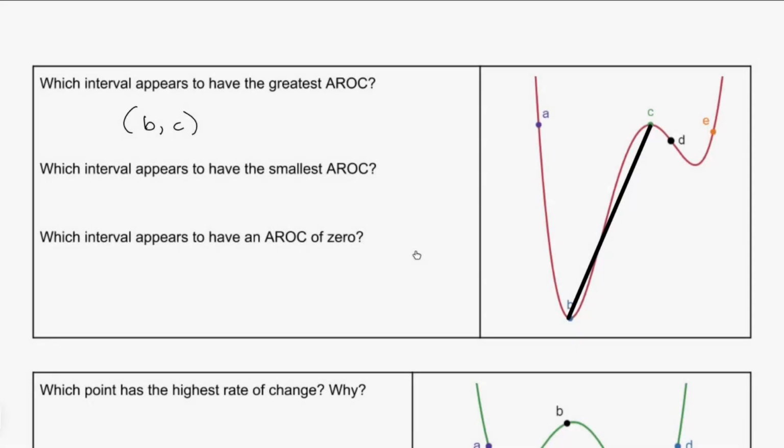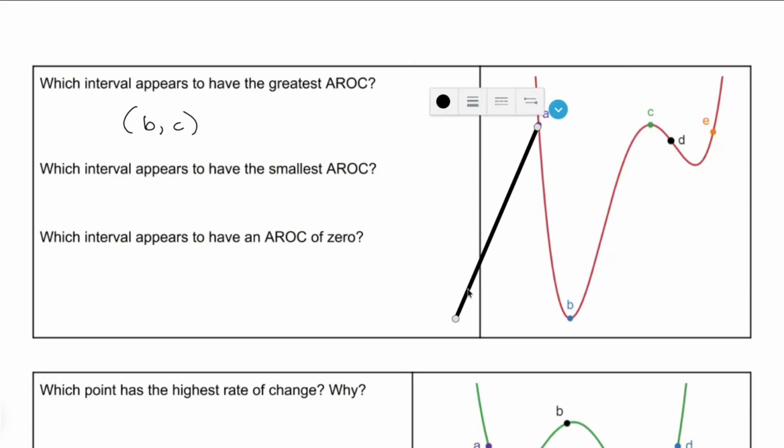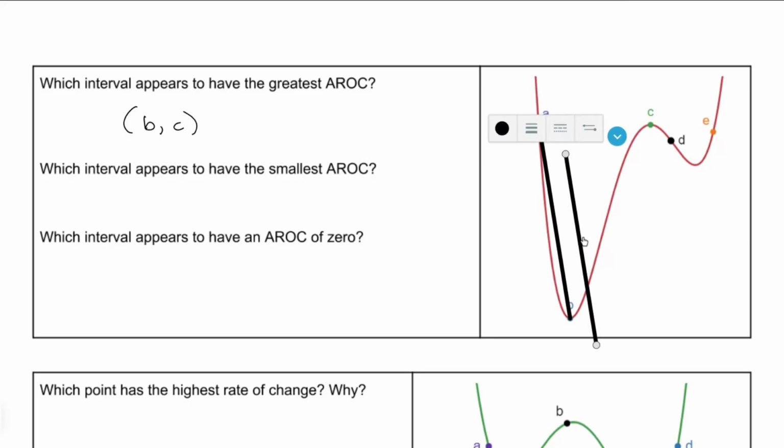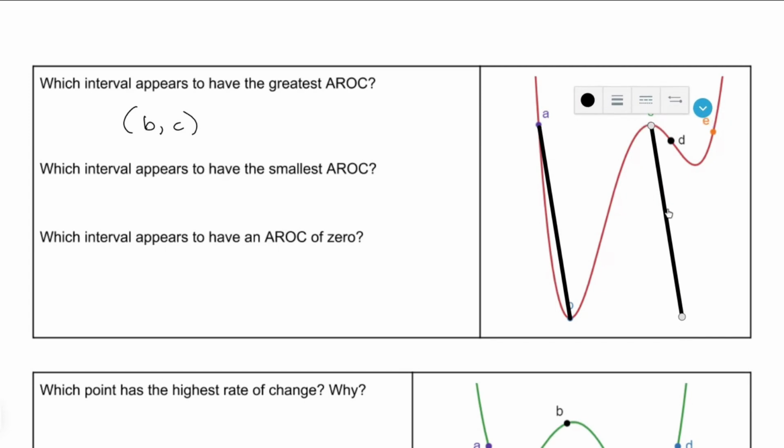All right. Now I want the smallest average rate of change. And it's going to be pretty obvious pretty quickly. Okay, I'm going to go from A to B. From A to B. And another possible option is from C to D. And actually another negative option is from A to D.